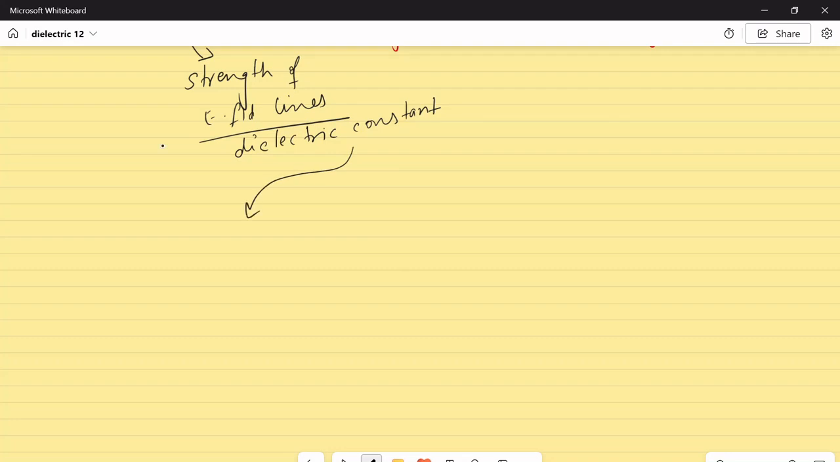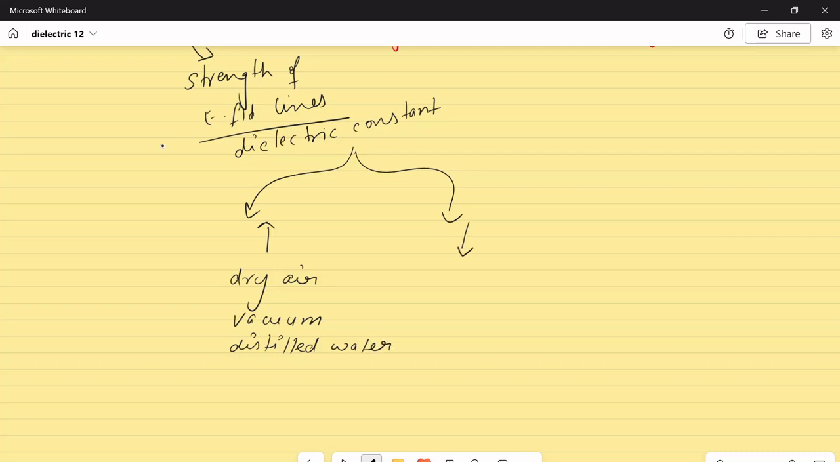Certain materials which have a very high dielectric constant are your dry air, your vacuum, which is what? Nothing. And distilled water. So all of them have a very high dielectric constant. They have the ability to store electrical energy if polarized. Right. Now next, those which have a very low dielectric constant are your plastic, rubber, and so on.